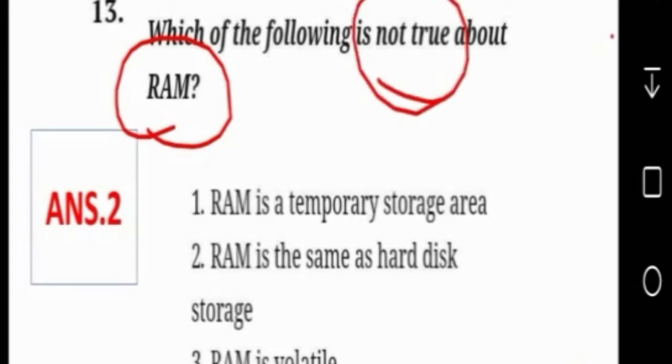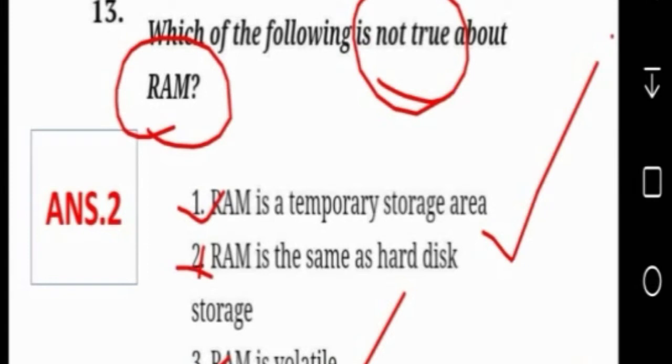From the options we know RAM is volatile. It's true. That is why it is also called temporary storage. The first option, RAM is a temporary storage area, is also true. Why is RAM volatile? Why is RAM temporary storage? Because information stored in RAM is gone when you turn the computer off. So these three points are right with regard to RAM. But the second point, RAM is the same as hard disk storage, is wrong.